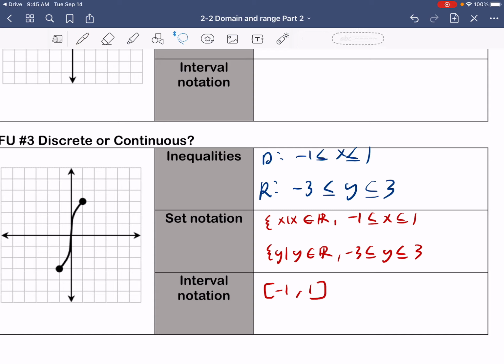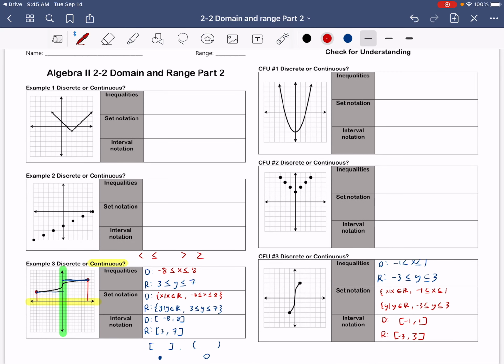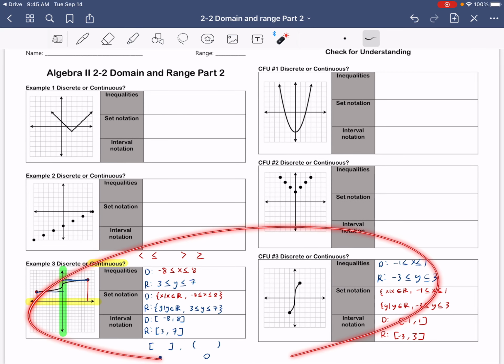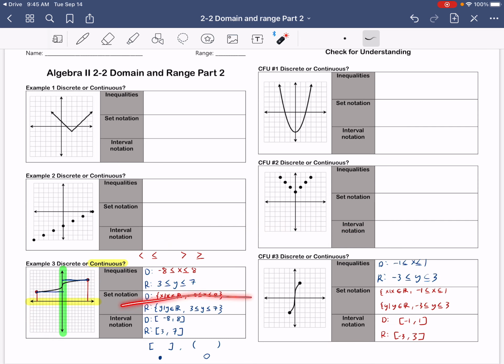So that's wrong because, as I said, I have to put D and I have to put R. Otherwise, that's wrong because I cannot tell whether I'm writing domain or range. So that's it. That's the basic concept of inequalities, set notation, and interval notations.